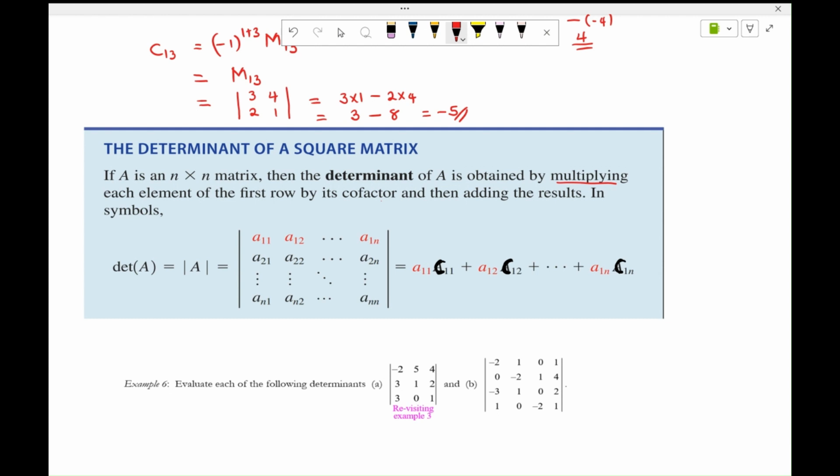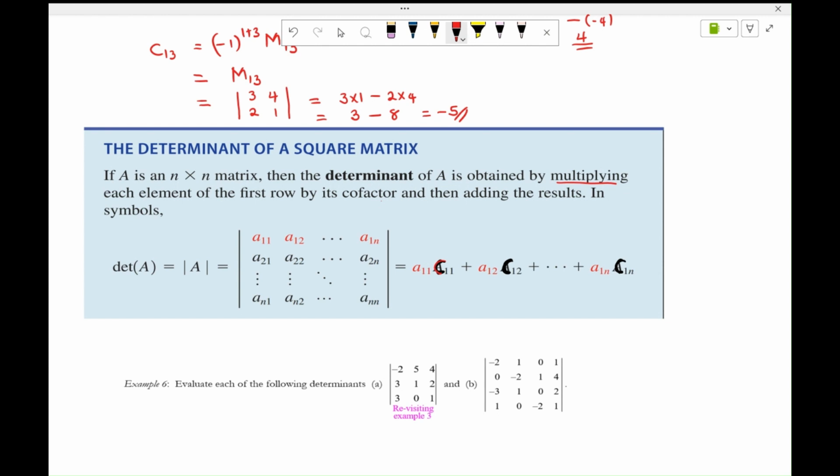Actually, it doesn't have to be the first row. You can use any row, you can use any column. Any row, any column you like, you can use it. But here, let's assume you want to use the first row. So you take the first row, you multiply by its cofactor, you take A12 and multiply by its cofactor, and you go up to the last one, multiplied by its cofactor.